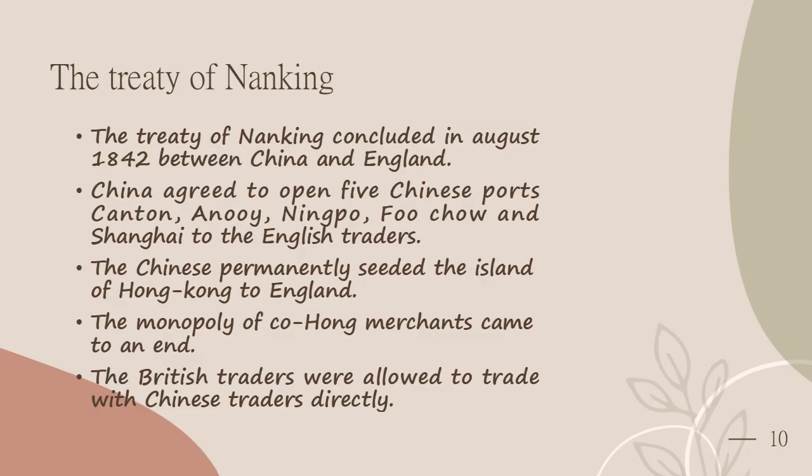The monopoly of Hong merchants came to an end. The British traders were allowed to trade with the Chinese traders directly. China was forced to agree to a large indemnity of $12 million. She had to pay $6 million more for the opium that the English lost. The system of quota was abolished. Chinese had to pay $21 million to the English, and a uniform and moderate tariff on import and export should be imposed. The custom duty was fixed at 5%, and all these provisions were unequal.